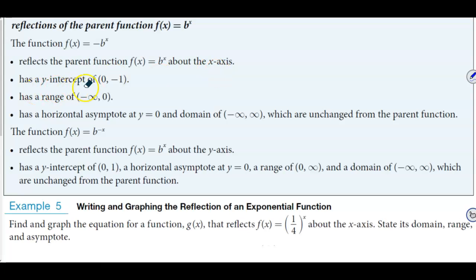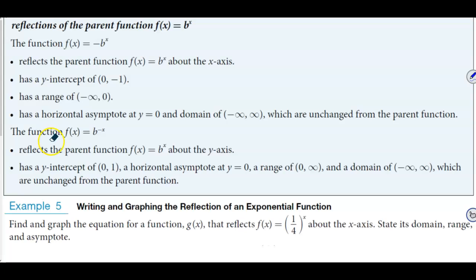It's going to have a y-intercept of 0, negative 1. It has a range of negative infinity to 0. It has a horizontal asymptote at y equals 0 and a domain of negative infinity to positive infinity, which are unchanged from the parent function.